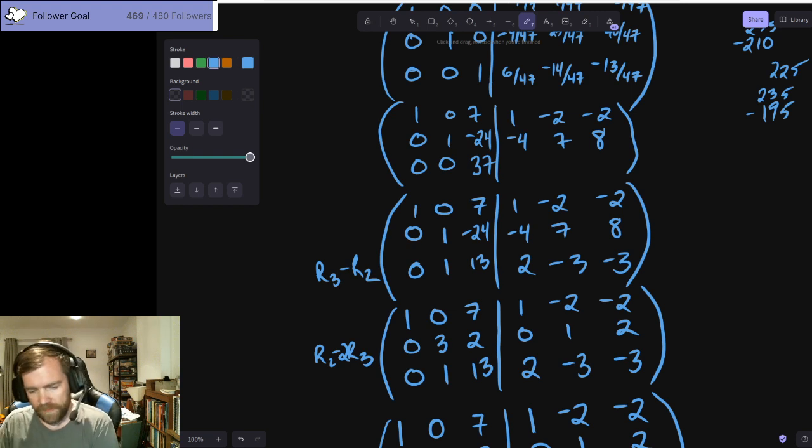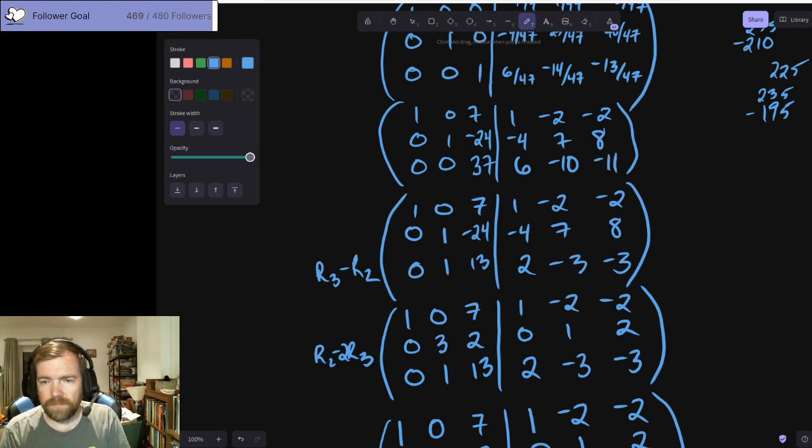Alright, so I mean, we knew that the determinant here was 37, so in theory, if you know anything about inverses, it's 1 over the determinant of the matrix times a whole bunch of other stuff. Row 3 minus this is going to give us 6. Row 3 minus that is going to be -10. Row 3 minus that is going to be -11.